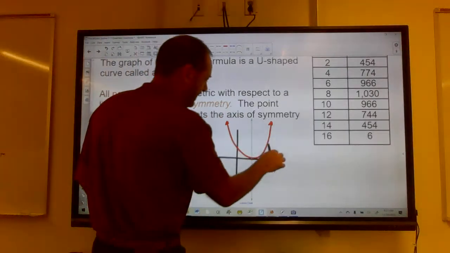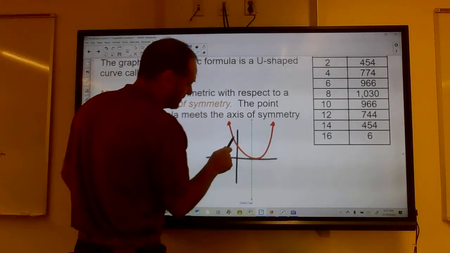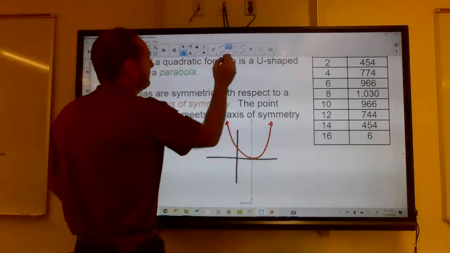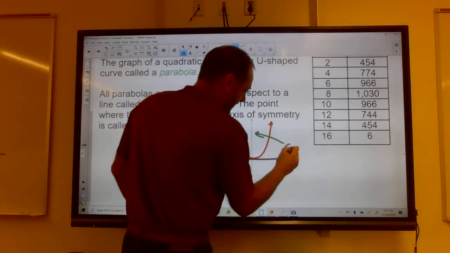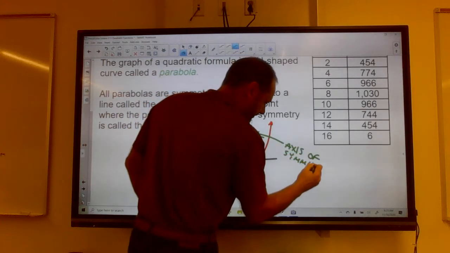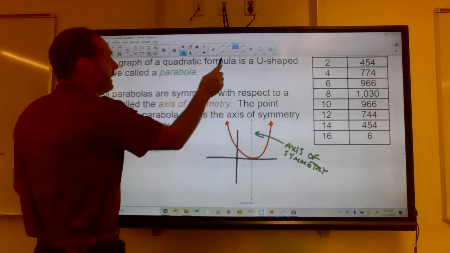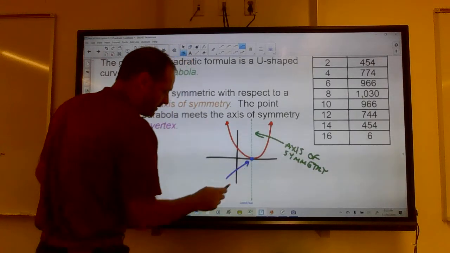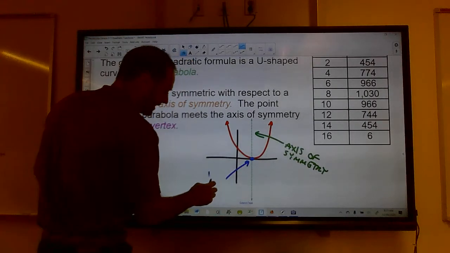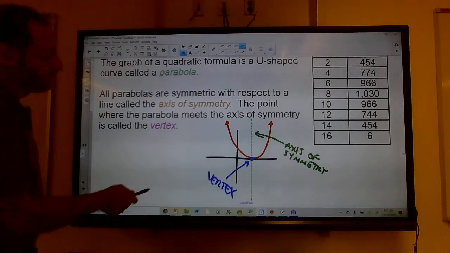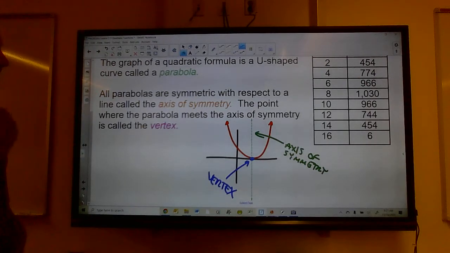It's exactly the same on this side as it is on this side. Now, obviously, my hand-drawn one is not symmetric, but it's close. Okay, so this right here is called the axis of symmetry. And this thing right here, the very bottom of this thing, is called the vertex. If this was an upside down parabola, it'd be the very top. The vertex is always on the axis of symmetry.